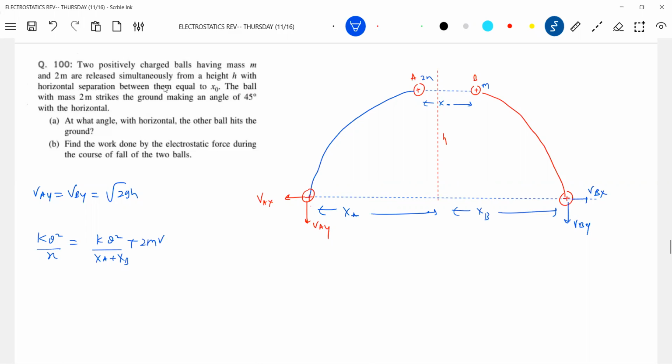Oh, I should write all the components. 2m by 2 VAX square, 2m by 2 VAY square, m by 2 VBX whole square, m by 2 VBY whole square. VAY equal to VBY, those are equal. Can we apply any equations here?